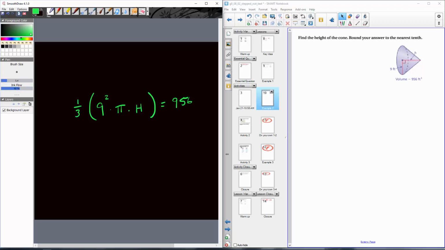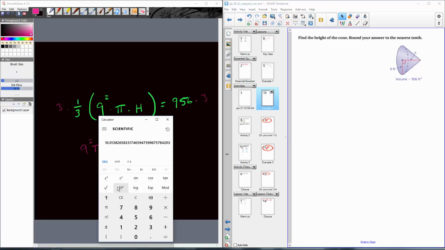956. So the first thing I'd want to do is get rid of this thing on the outside, right? So I can multiply everything by 3. I'm going to say times 3, and I'll multiply this side by 3, just to get rid of this, because this would become 3 times 1 is 3 divided by 3. And now I have 9 squared pi times h equals, now what is 956 times 3? 956 times 3, I get 2868.